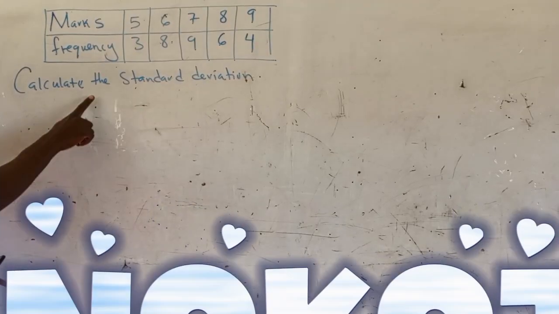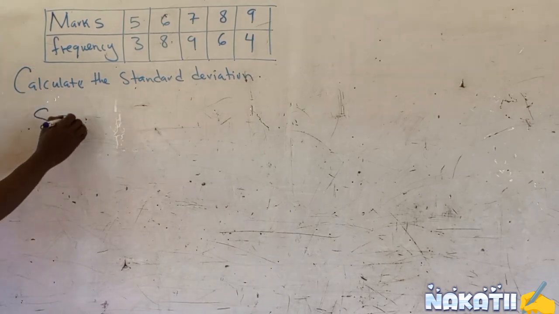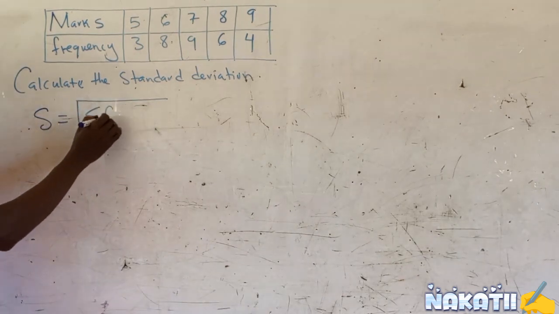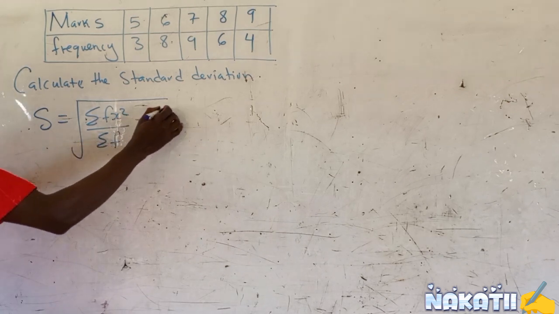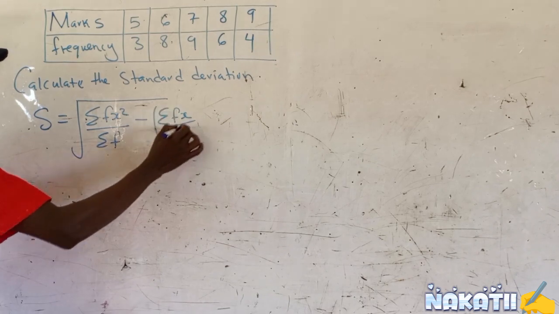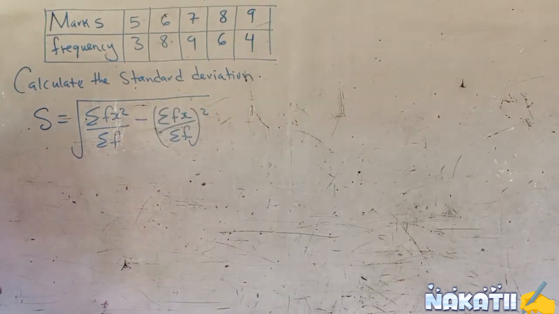We're being told to calculate the standard deviation. We just need to know the formula we use in calculating standard deviation. Standard deviation is simply the square root of summation of fx squared divided by summation of f, minus summation of fx divided by summation of f, then we square. This is the formula that you need to know when you are doing standard deviation.